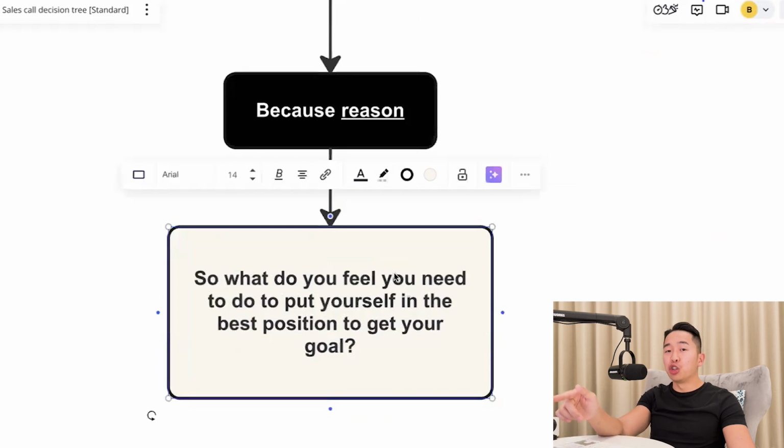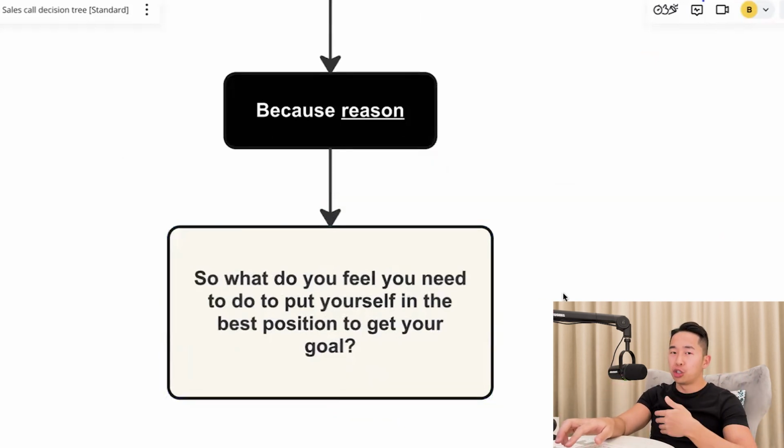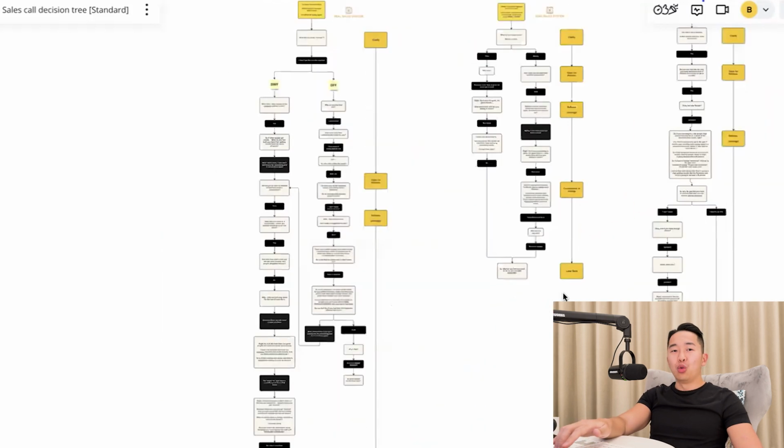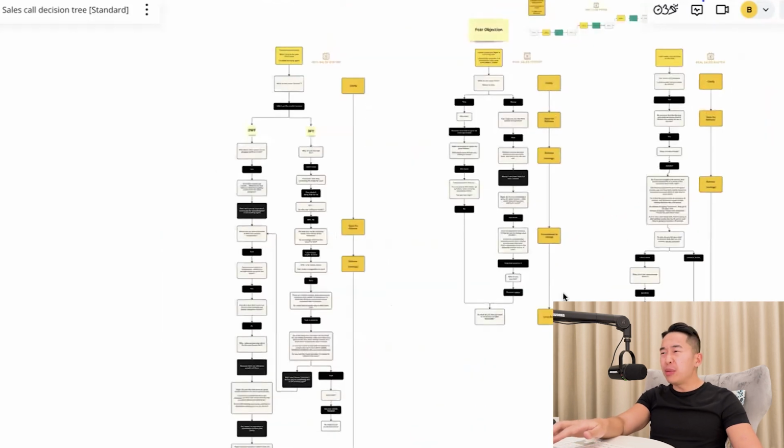And then the second loop you do, now you go more specific and higher intensity. So what do you feel you need to do to put yourself in the best position to make 10K a month and provide better for your family? So now you're getting more emotions out in the next loop you do. Okay. Now we'll go through one more example. Maybe one or two. We'll see.